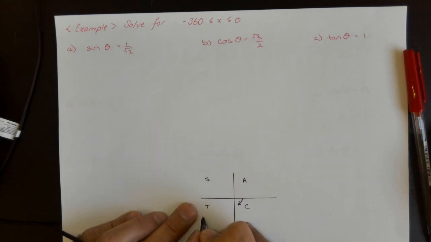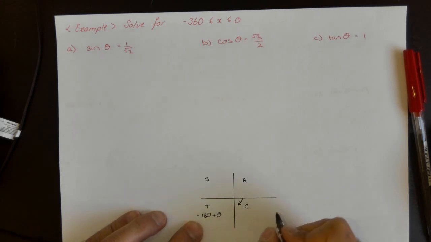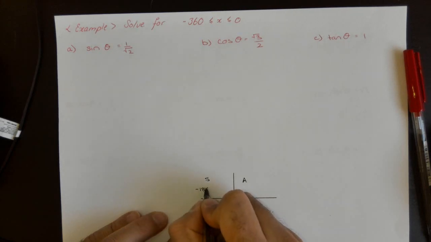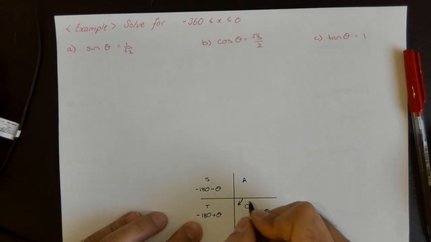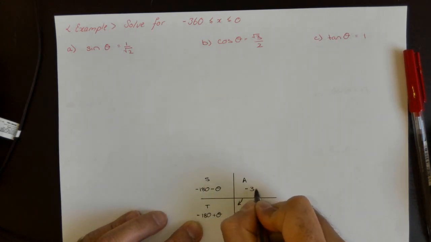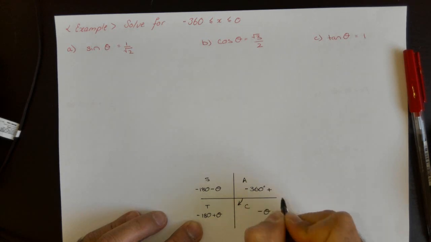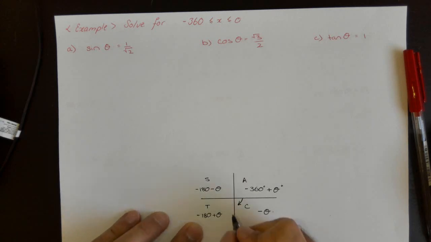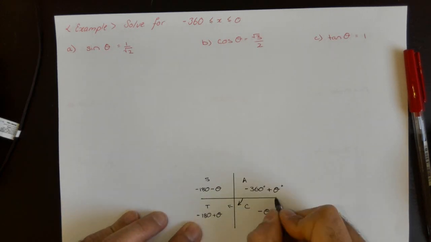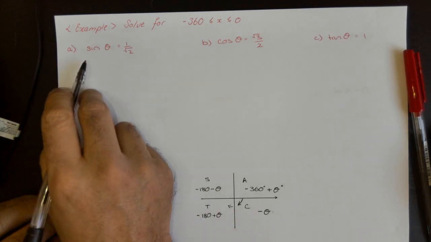So this is 180, and then I'm going to add theta to get closer to 0. This would be negative theta. This would be negative 180 minus theta, so I'm getting further away from 0. And then this would be 360 degrees plus theta. So we're coming closer because we're traveling away.